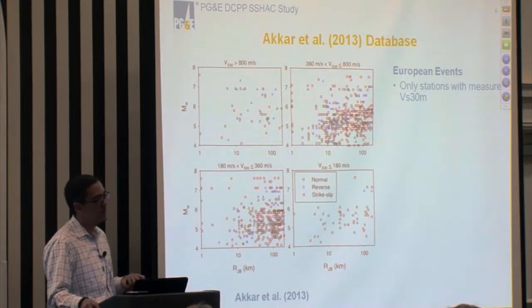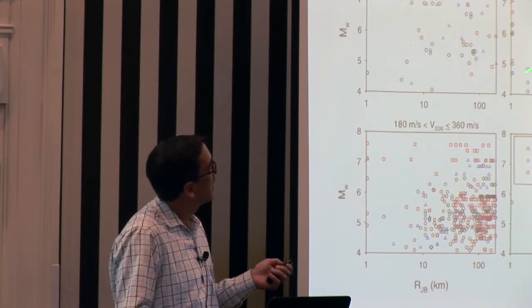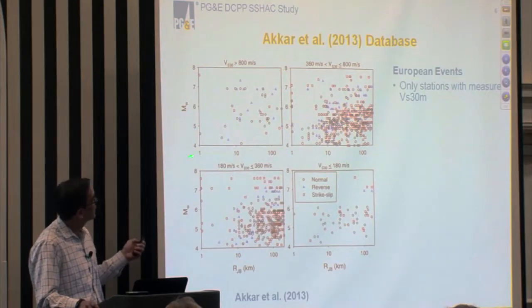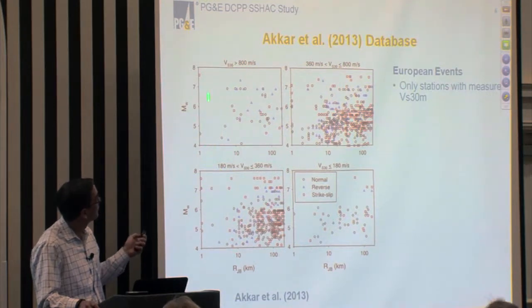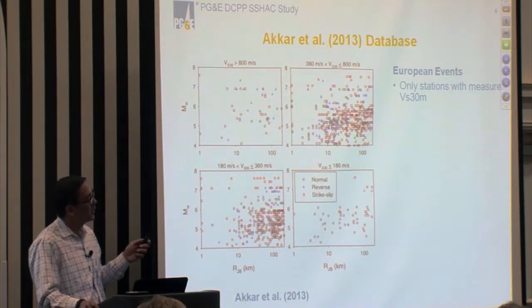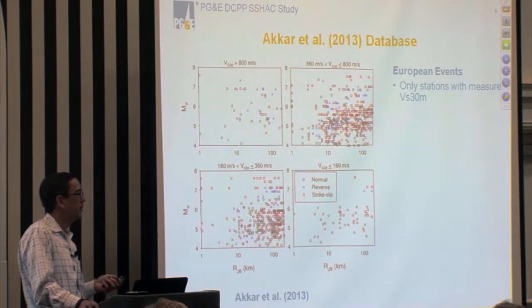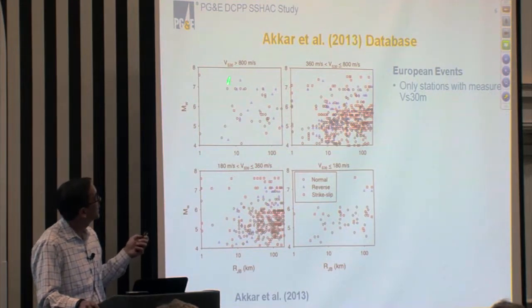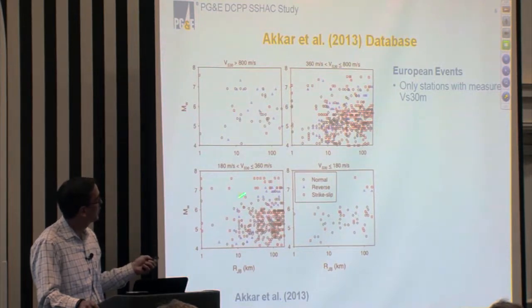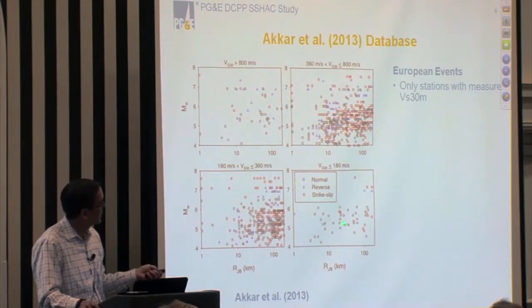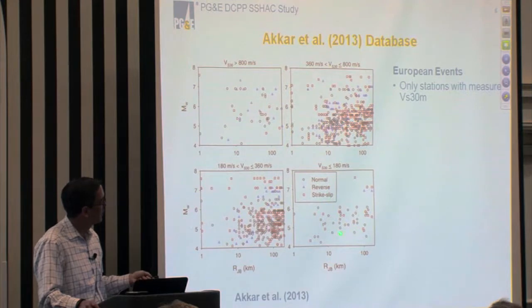They only selected those records which had a measurable VS30 value for the stations, so that eliminated some of the stations that had inferred VS30 values. And in this plot, they're showing a magnitude distance distribution, with distance across the bottom and magnitude going up from 4 to 8. They've broken it up into shear wave velocity bins. So you've got greater than 800 meters per second up here on the top left, then 360 to 800, 180 to 360, and then less than 180. So they have some that are less than 180.